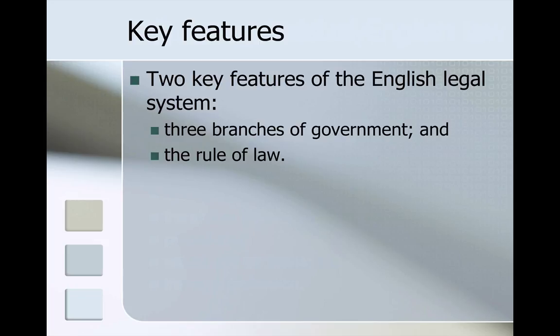The other really fundamental and important idea that we got from the English legal system is what's known as the rule of law. And this is the idea that government has to be subject to law. Nobody is above the law, be it the monarch, be it the elected representatives, be it powerful business or lobby groups. The idea here is that everyone is answerable to the law. There is equality before the law.